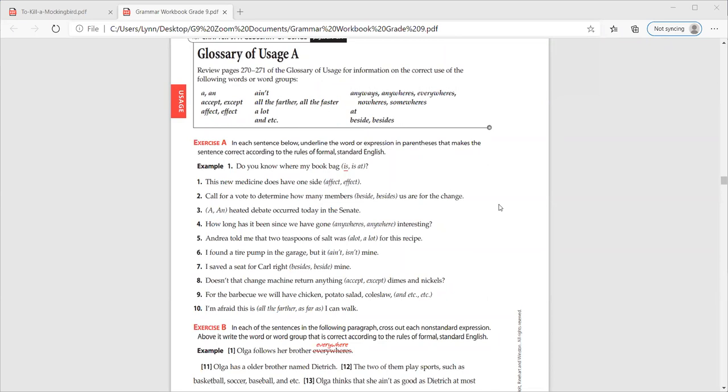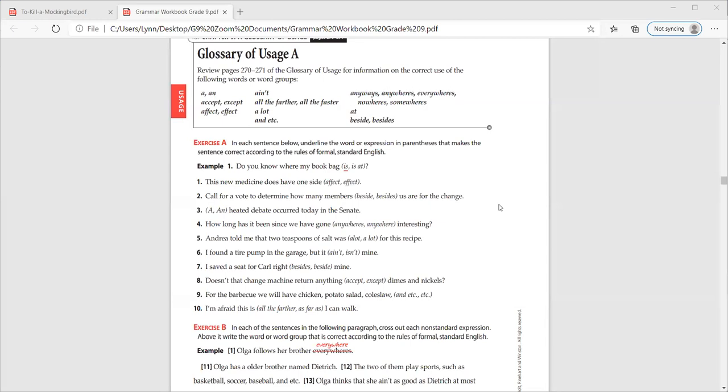Then you have could of. Do not write of with the helping verb could. Always write could have. Also avoid had of, ought to of, should of, would of, might of, and must of. Okay? Example, Diane could have telephoned us. You would not say Diane could of telephoned us.